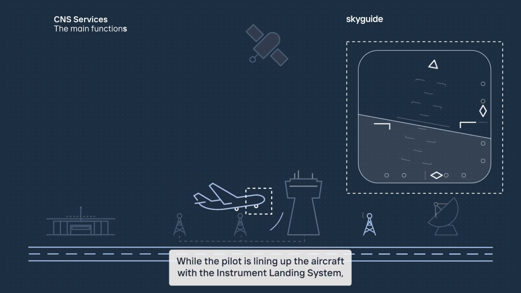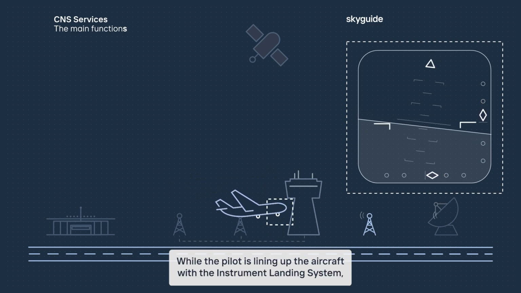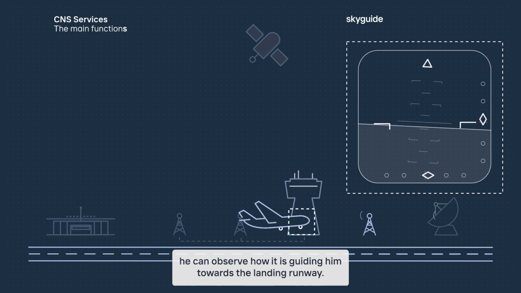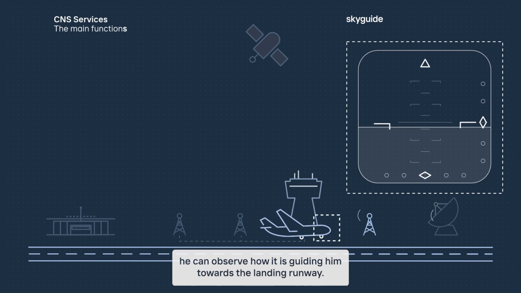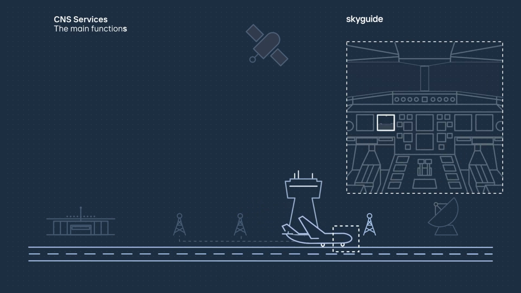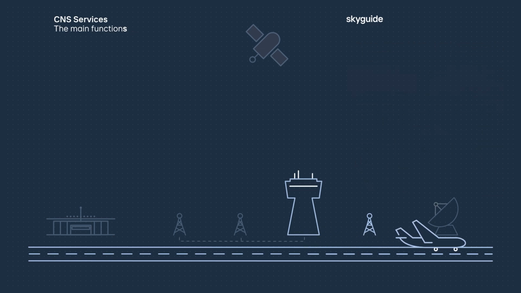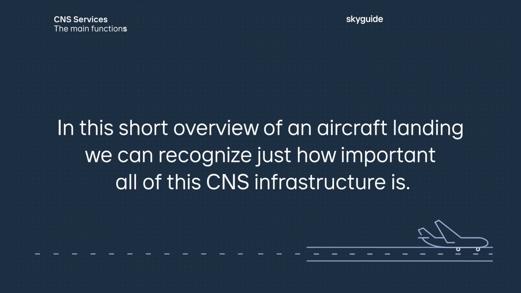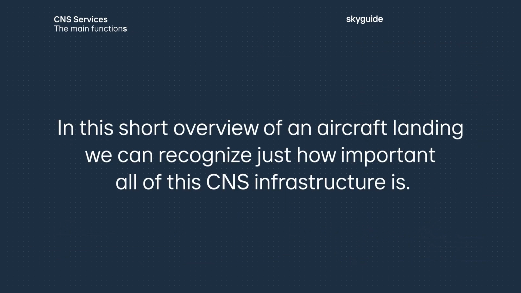While the pilot is lining up the aircraft with the instrument landing system, he can observe how it is guiding him towards the landing runway. In this short overview of an aircraft landing, we can recognize just how important all of this CNS infrastructure is.